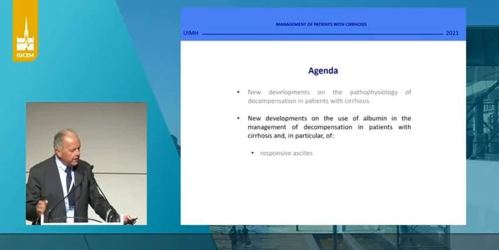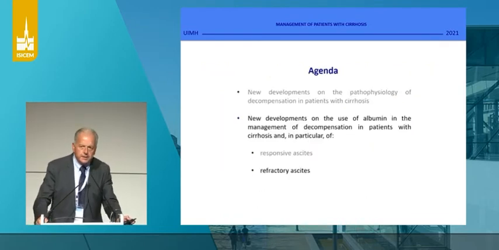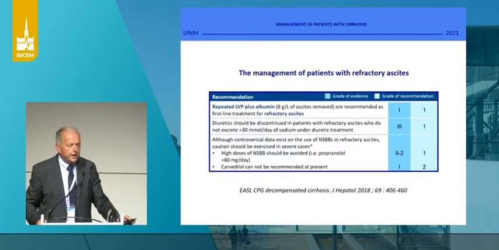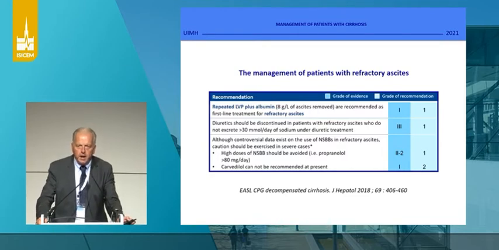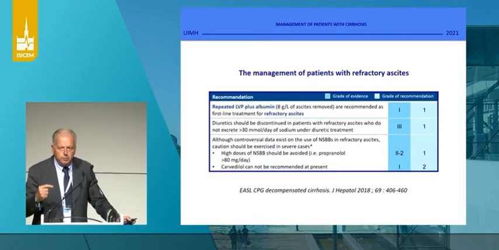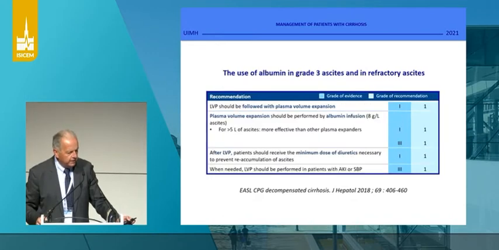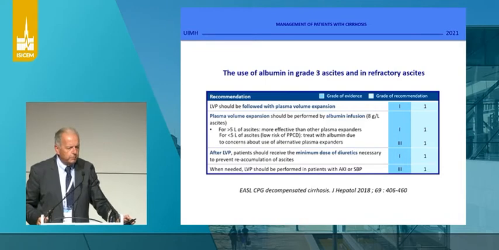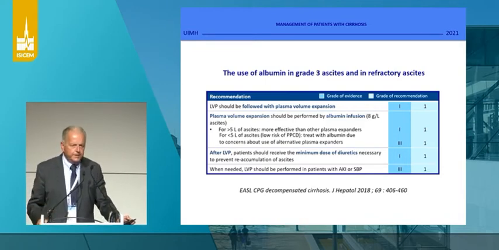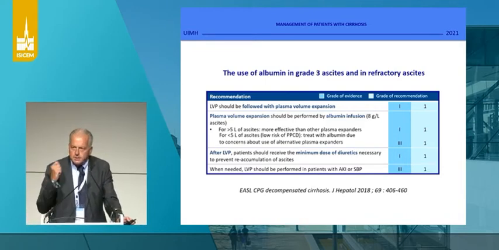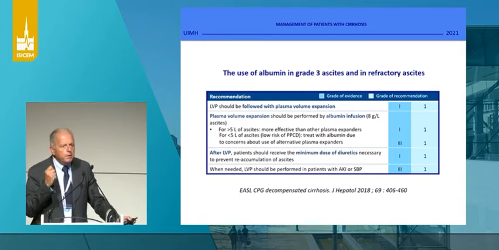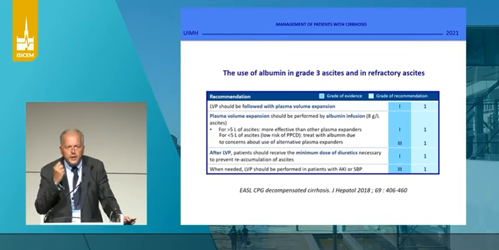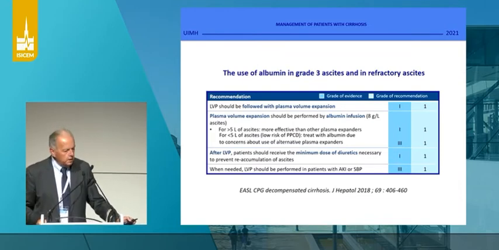Let me move now to refractory ascites, for which the first option is, of course, therapeutic paracentesis. And we suggest to use albumin as plasma expander independently of the volume of ascitic fluid removed, because we have no alternative in this setting. But when therapeutic paracentesis becomes too frequent, more than 3 in a month, what can we propose to our patient? We can propose TIPS.